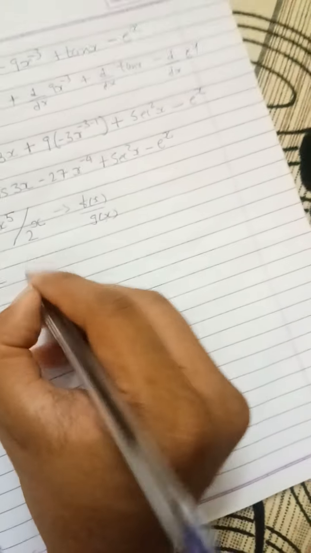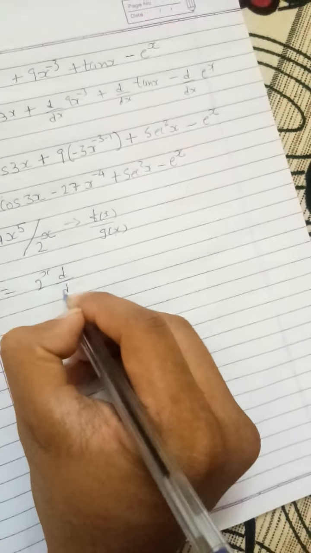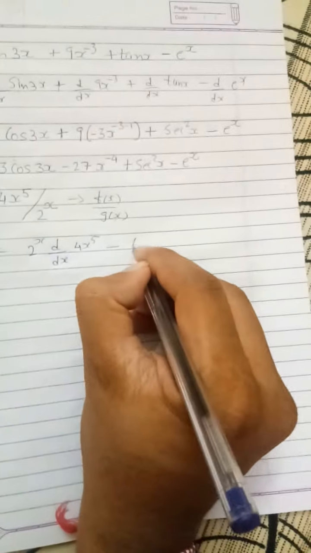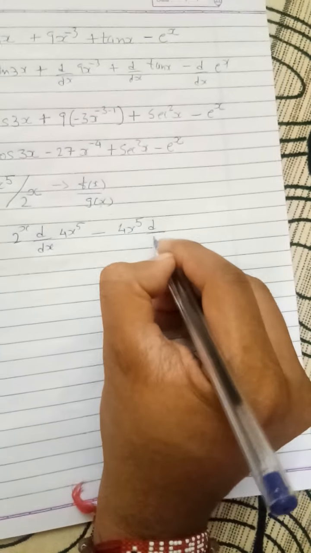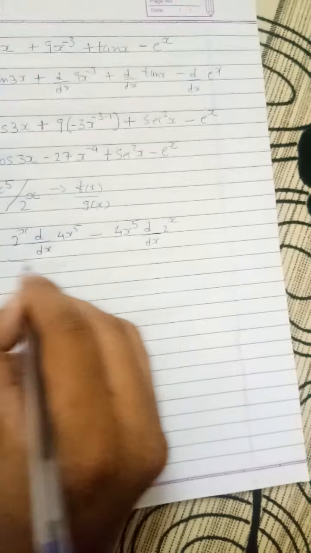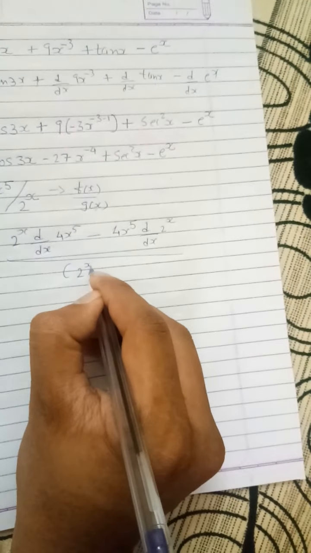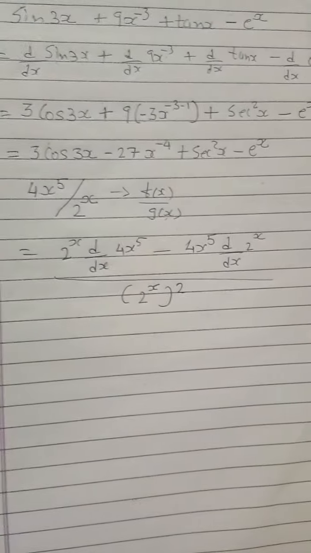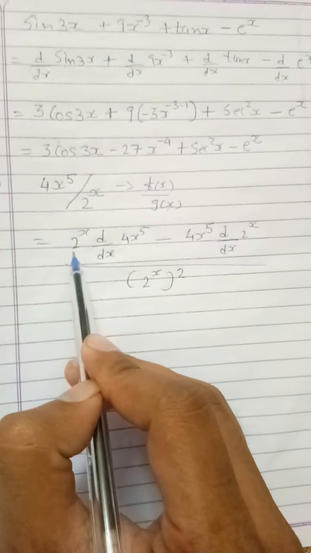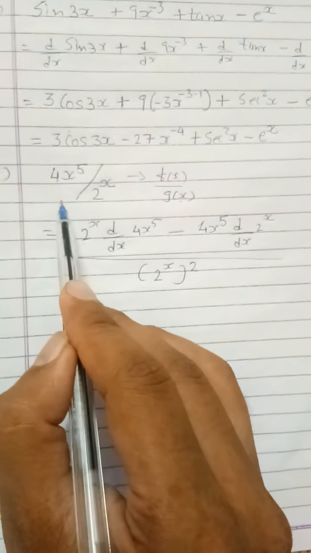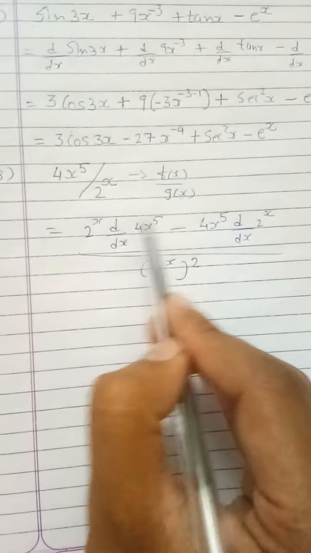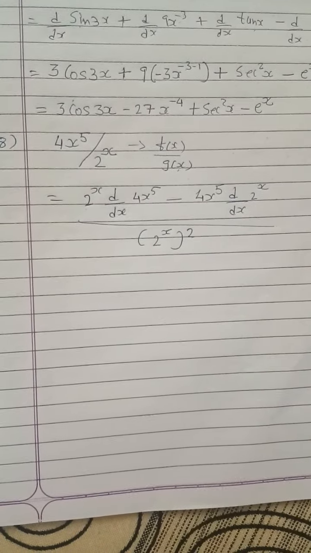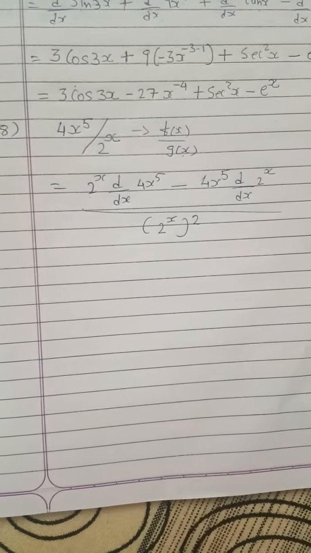So here, first g of x is constant, so 2 raised to x, derivation of 4x raised to 5, minus 4x raised to 5 is constant, derivation of 2 raised to x, whole divided by 2 raised to x whole square. See again, g of x is 2 raised to x, derivation of function of x, which is 4x raised to 5, minus 4x raised to 5 is constant, meaning f of x is constant, derivation of 2 raised to x, and whole divided by g of x whole square, meaning 2 raised to x whole square.